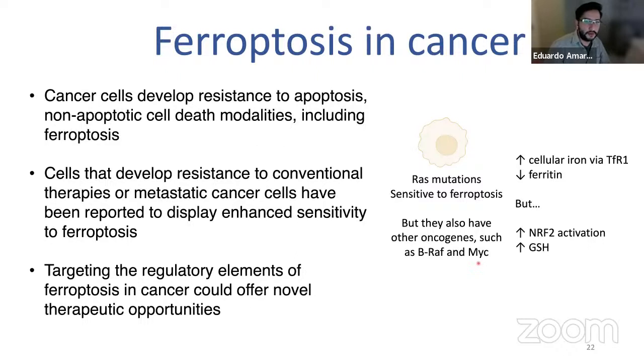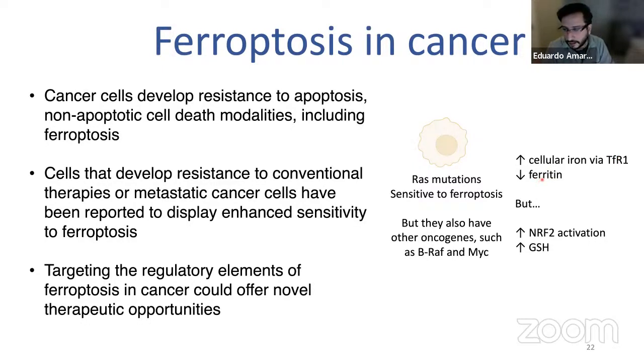And how about ferroptosis in cancer? As you may know, cancer cells develop resistance to apoptosis, and to non-apoptotic cell death modalities, including ferroptosis. Cells that develop resistance to conventional therapies, or metastatic cancer cells, display enhanced sensitivity to ferroptosis. Some tumor cells that show mutation in RAS are sensitive to ferroptosis. And why does this happen? Because these cells show accumulation of iron intracellularly, which is due to upregulation of transferrin receptor on the cell surface. And they also display reduction in ferritin.